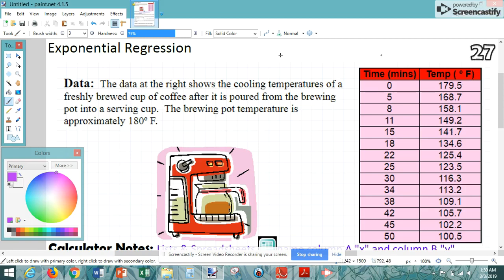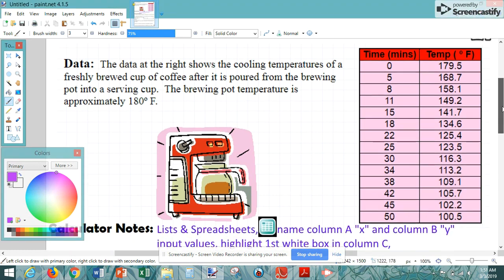Page 27, Exponential Regression. Data. The data at the right shows the cooling temperatures of a freshly brewed cup of coffee after it is poured from the brewing pot into a serving cup. The brewing pot temperature is approximately 180 degrees Fahrenheit.